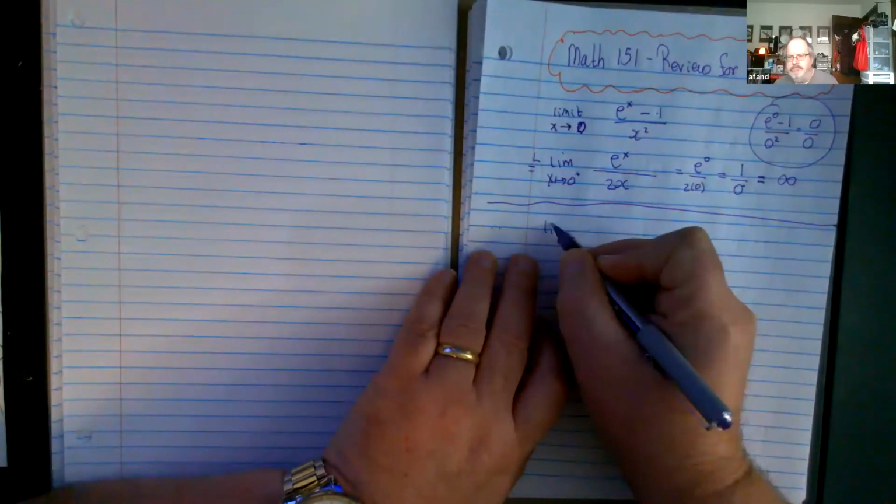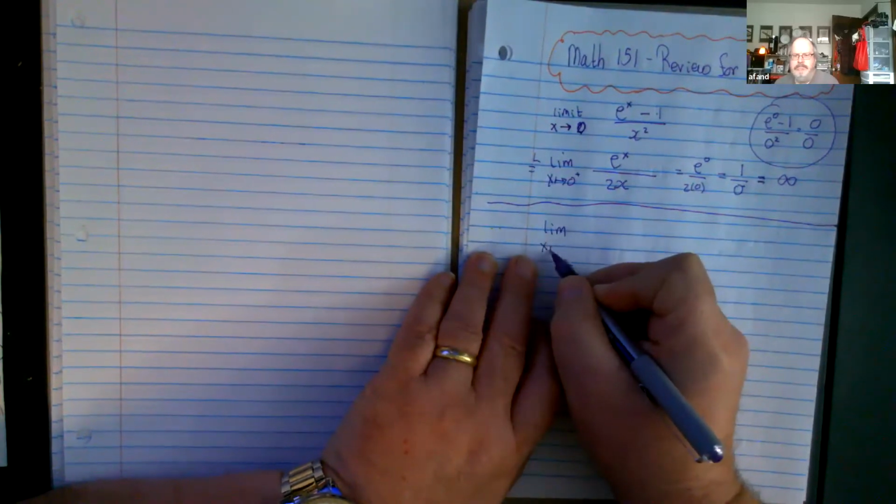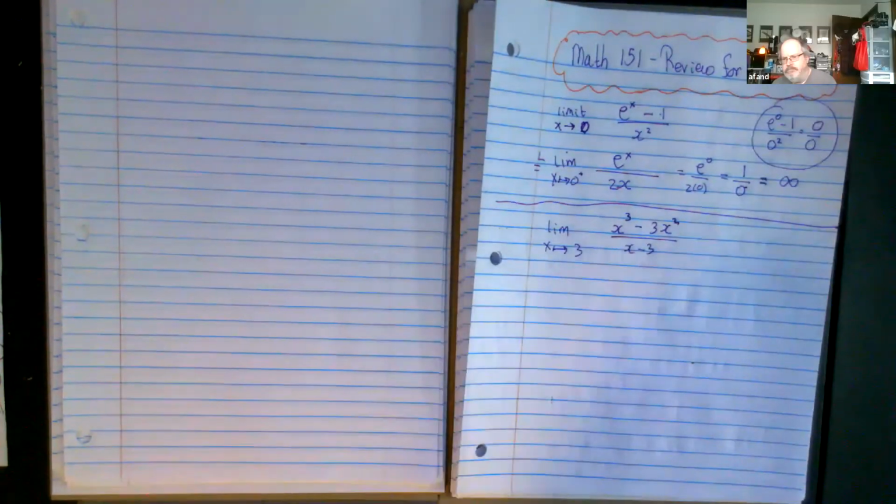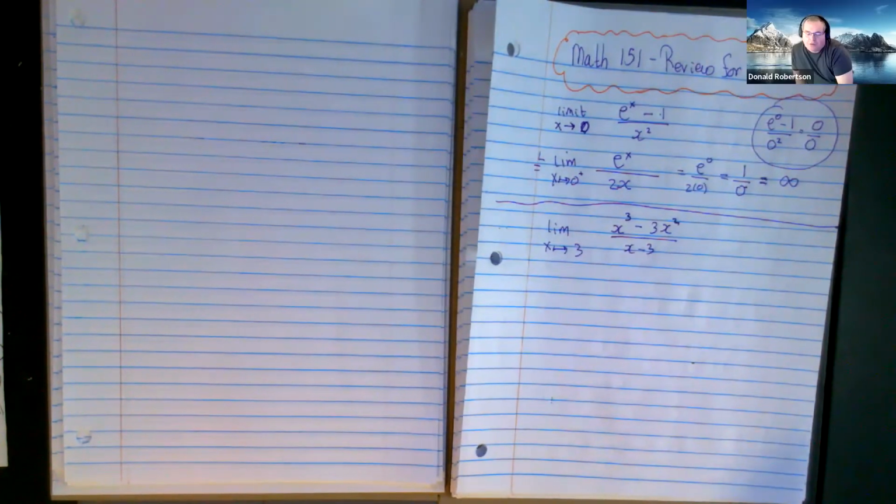Second kind is a guy like that. Now, I could do this guy with L'Hopital, but I've chosen to do this one using a method called factor and cancel.